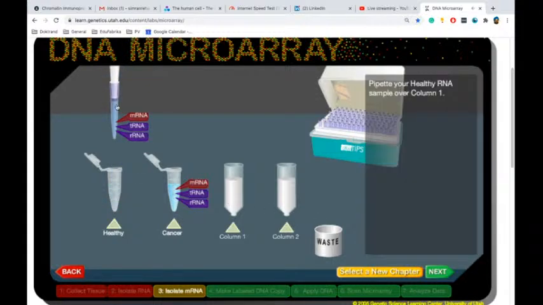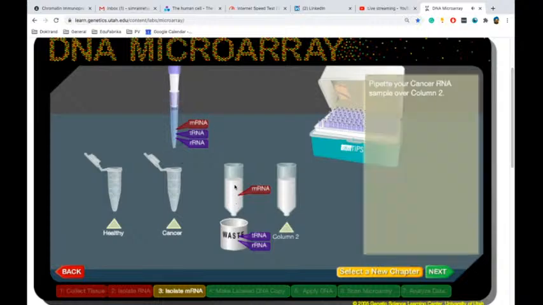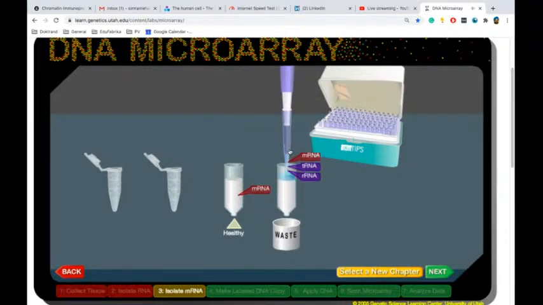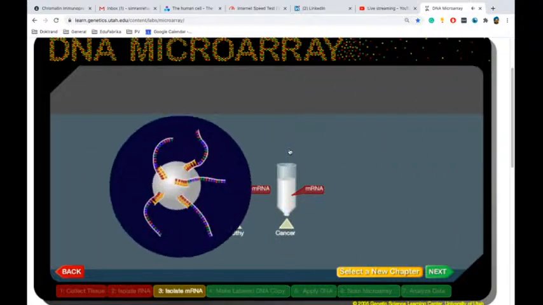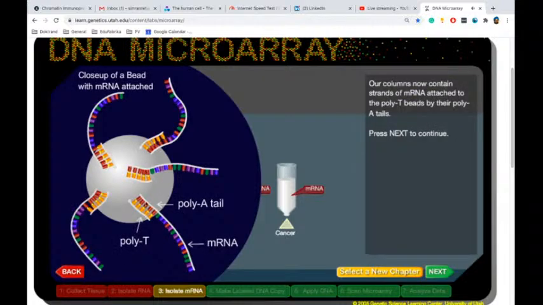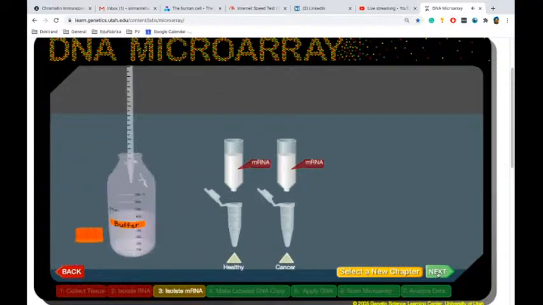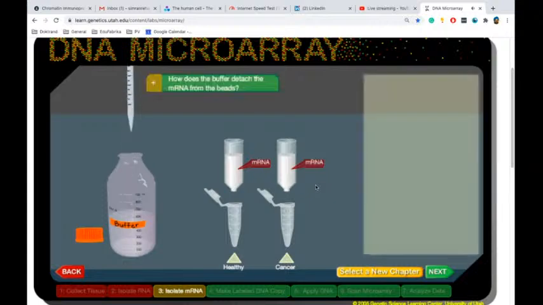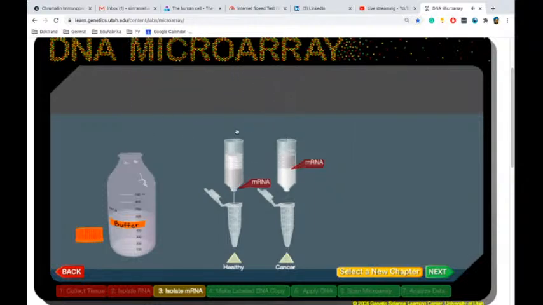So you take the healthy sample, which has mRNA, tRNA and ribosomal RNA, and you put it into column 1. From here the tRNA and ribosomal RNA will flow downwards, but in the column you will have mRNA left. Again we repeat with the cancerous cells. The poly T tail will be attached to the beads, and mRNA will be attached to that part. So we add buffer to move your mRNA to the bottom.